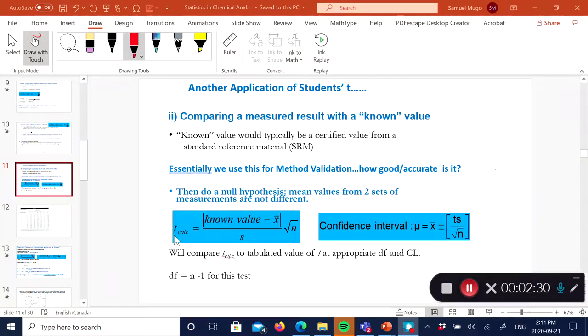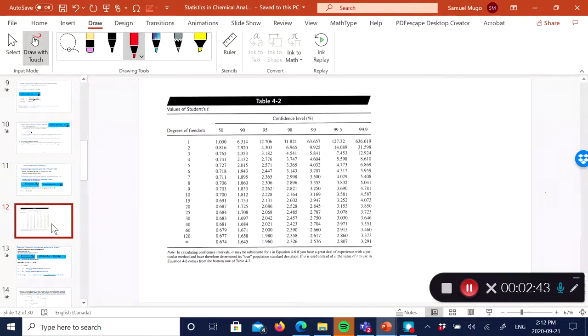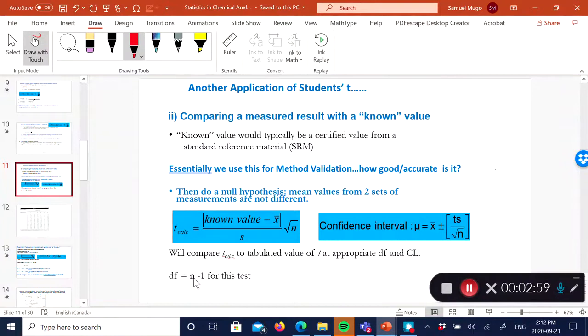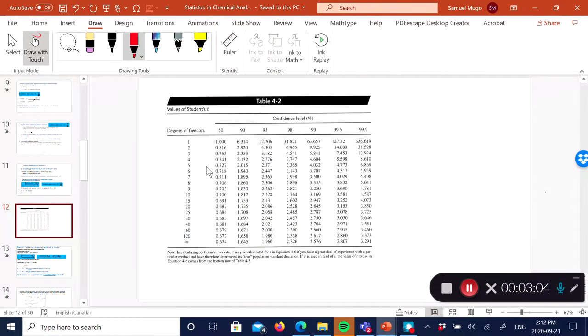So you would calculate the t calculated based on this equation, and then you compare the t that you've calculated with the t that you get from the table. And as you can remember, for the t in the table, you just determine what confidence interval you want to use, and the degrees of freedom based on the number of measurements that you took. And remember again, the degrees of freedom is the number of measurements that you took minus 1. And so you would come here and determine what is the t calculated.